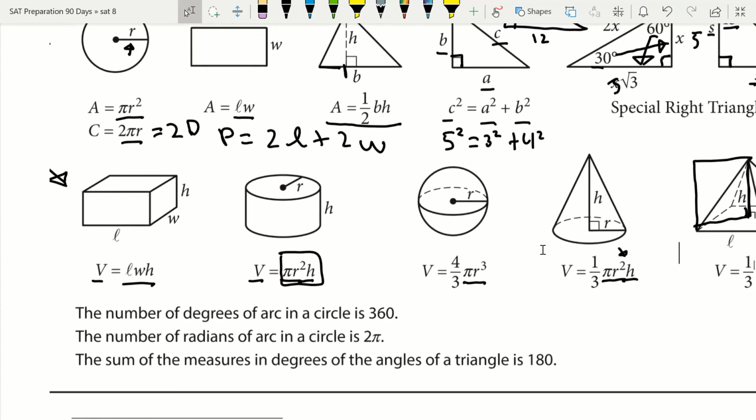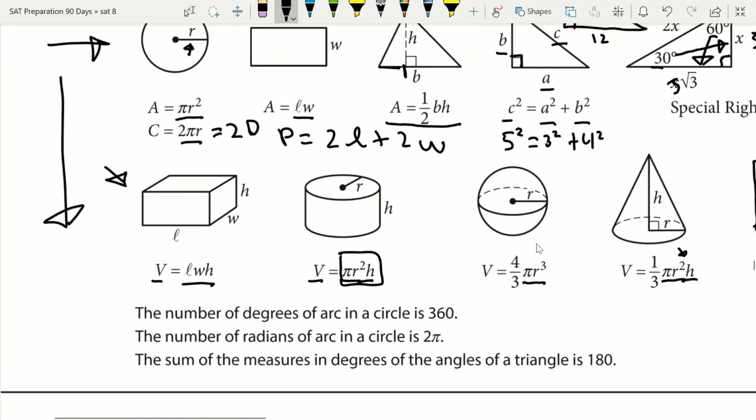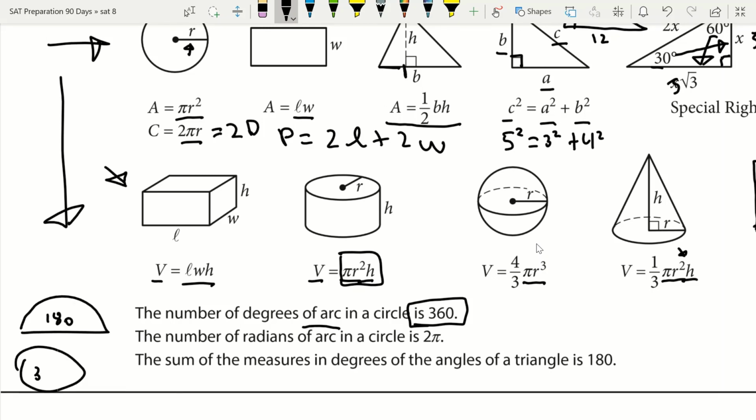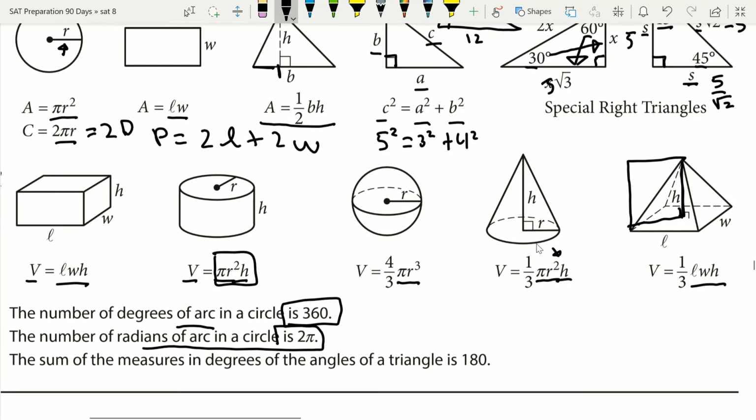All right, what else should you know? Well, you should know the number of degrees of an arc. The number of degrees of an arc in a circle is going to be 360. So that's key. If you have a semicircle, it would be 180 over 360 degrees, right? A semicircle has 180 degrees, and we know a full circle would have 360 degrees. The number of radians of arc in a circle is 2 pi. So that means 360 degrees is equal to 2 pi, thus 180 degrees is equal to pi radians. That's a key relationship you need to know. 180 degrees is equal to pi radians.